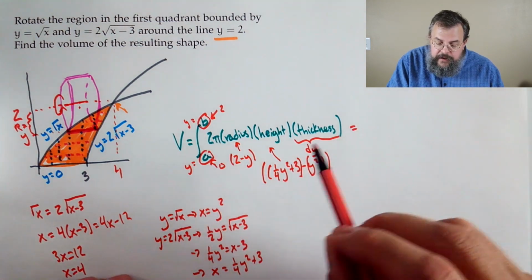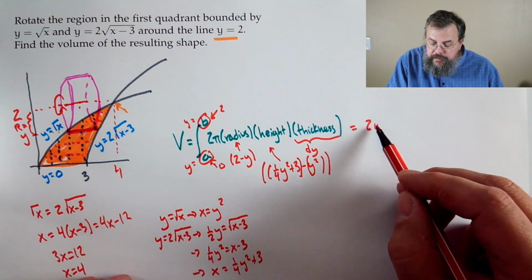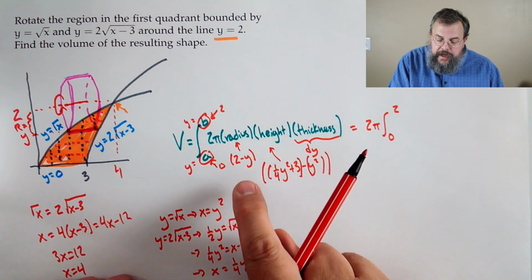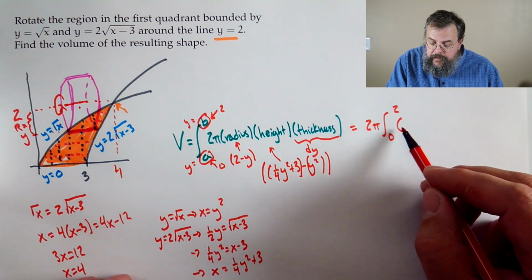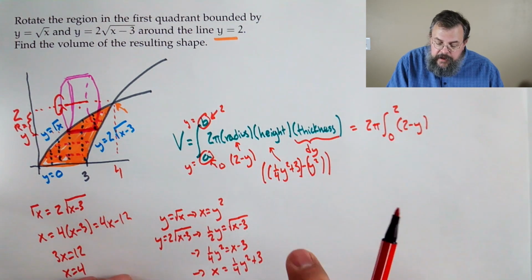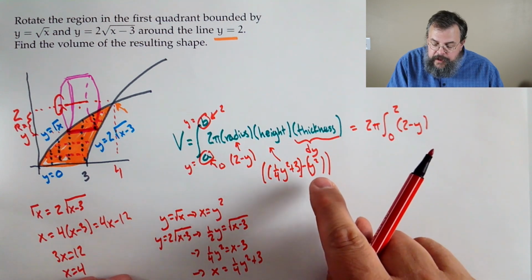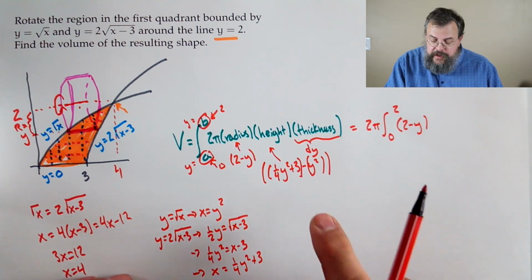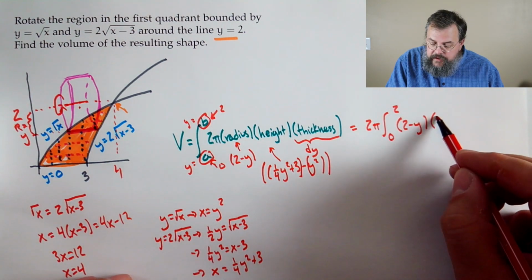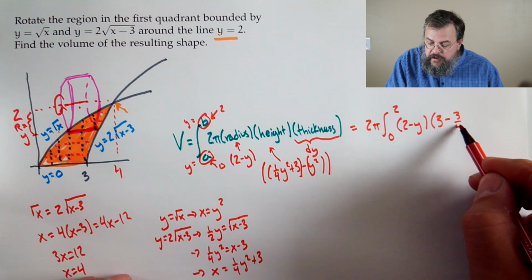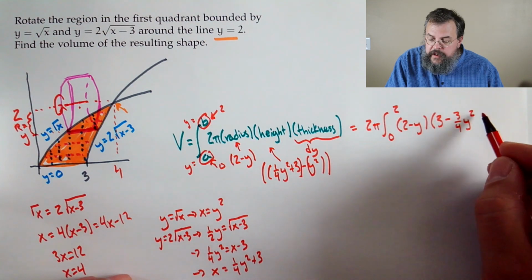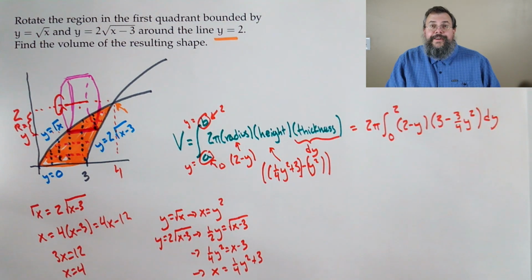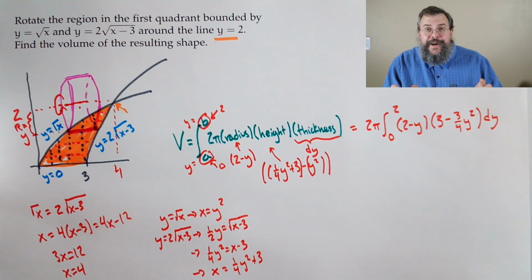So we can pull out the 2 pi. That's a constant, 2 pi, integral 0 up to 2. And then we have 2 minus y. And here, let's see, 1/4 y squared minus y squared. Well, that's like minus 3/4 y squared. And then a plus 3, so we'll write that as 3 minus 3/4 y squared. Good, dy. All right. The setup is done.